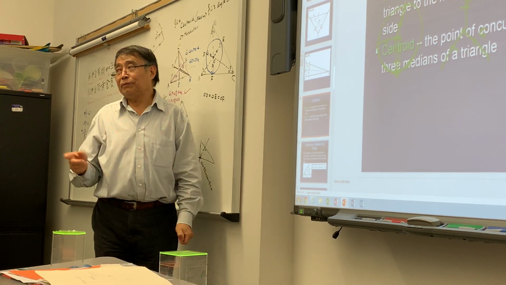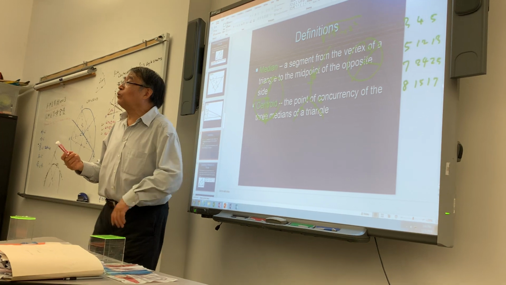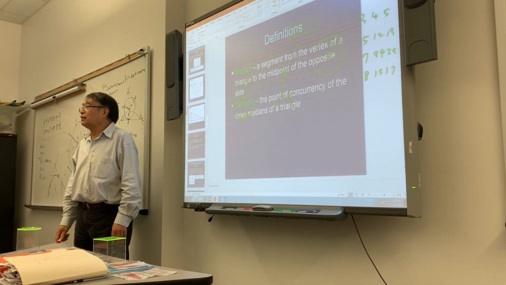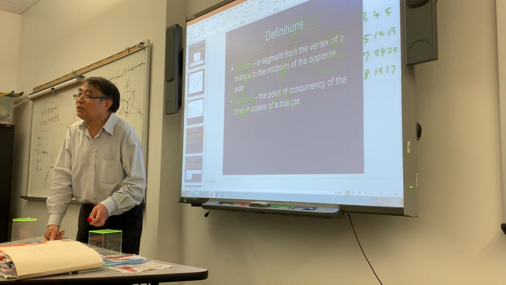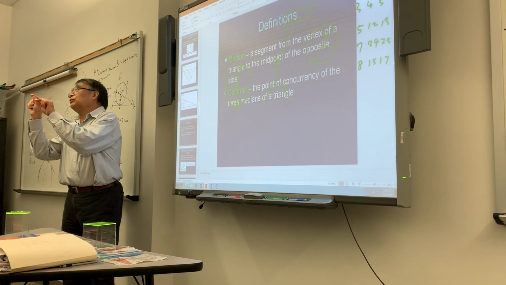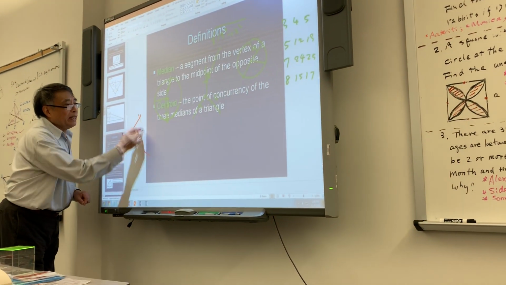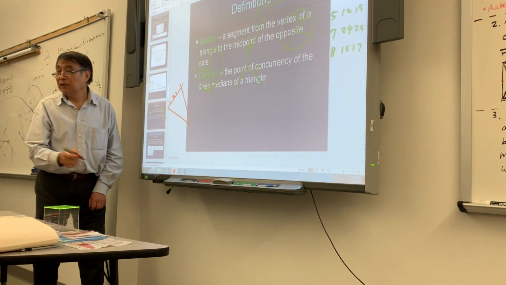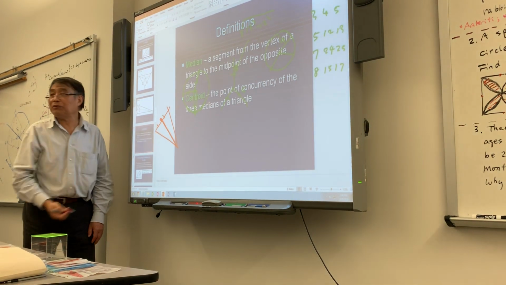How to get the centroid? We use three medians. What is a median? Who can tell me what a median is? Don't read the board, okay? If you don't read the board, can you tell me what a median is? From the vertex to the midpoint of the opposite side. Yes. We have a triangle. This side we have a midpoint. From the midpoint to the opposite vertex, or vertex to the opposite side, is the same thing.